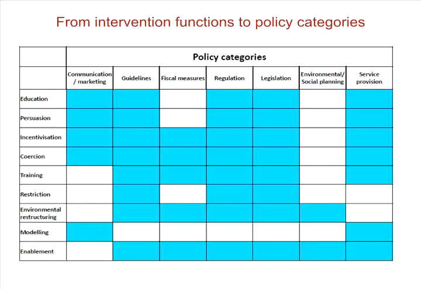Just drawing the point that regulation and legislation are very closely related. They hit all the same intervention functions. It's just a matter of whether we're talking about penalties or criminal offense or different types of incentives or coercion. And then environmental and social planning is actually relatively restrictive, right? It's only addressing environmental restructuring or enablement. Service provision, similarly, is a pretty broad category that touches almost everything.